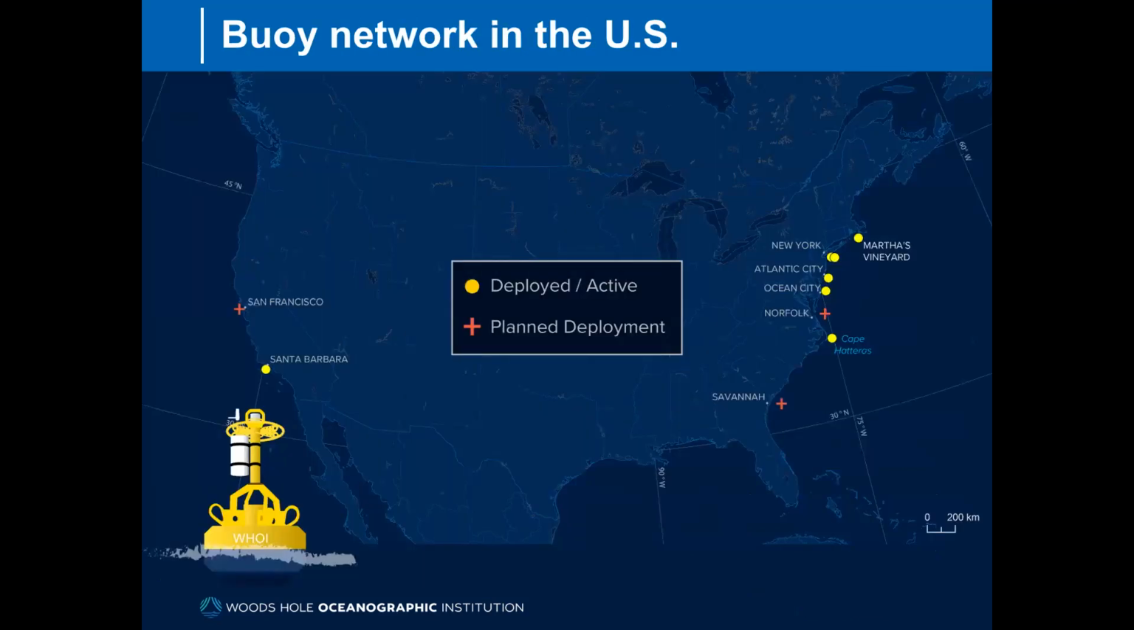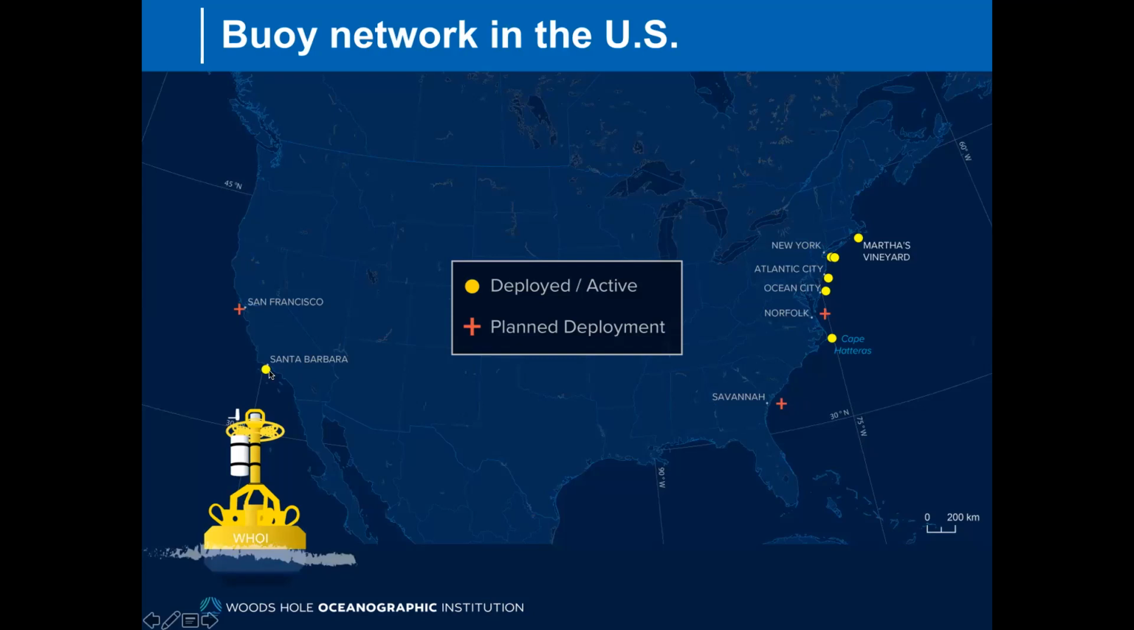Okay, just to give you a sense of what platforms are out there. This is a map of the U.S., and this is where all our buoys are deployed right now. So one off of Martha's Vineyard, two off of New York, although one's not working right now, one off Atlantic City, New Jersey, Ocean City, Maryland, Cape Hatteras. Next month, we'll be putting in new buoys off of Norfolk, Virginia, and Savannah, Georgia.